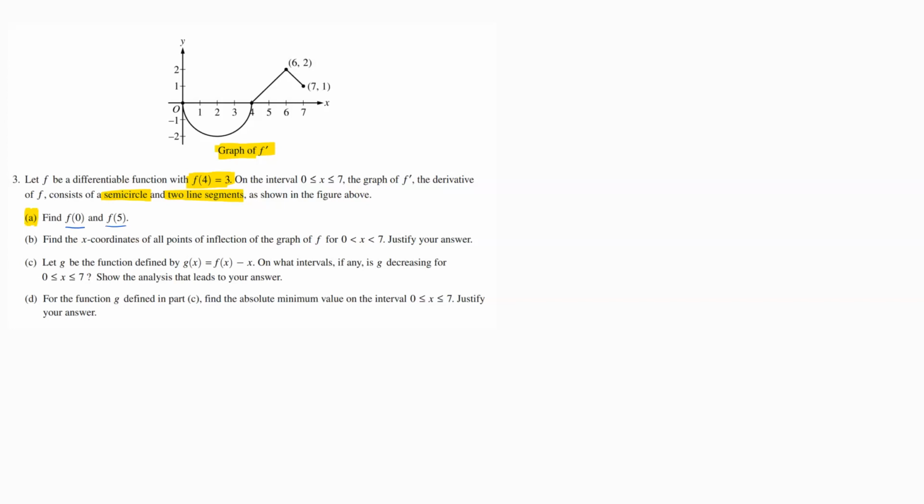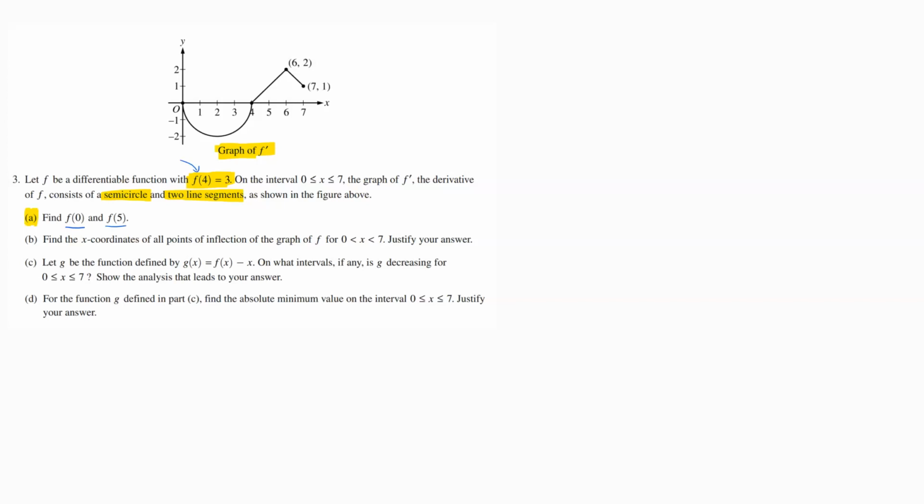To do that, we're getting back to the original function. So I've got a derivative graph up above, and I've got a point on the original function, and so what that leads us to is we're probably going to want to use an antiderivative, an integral, to get back there, and we're probably going to want to use a definite integral.